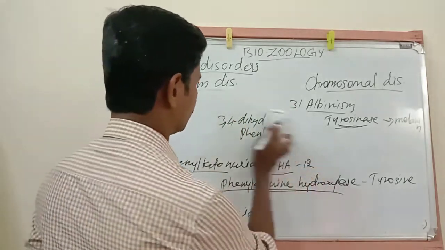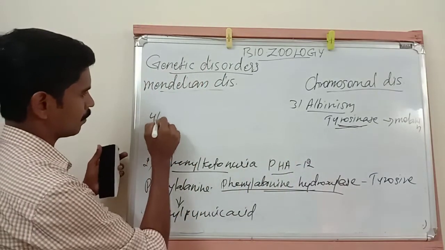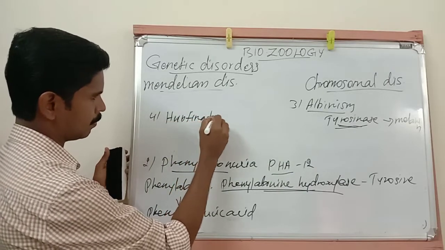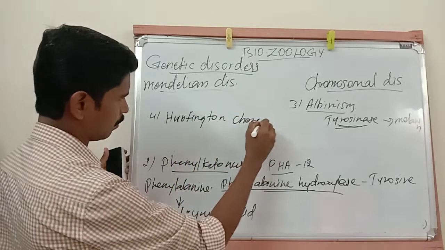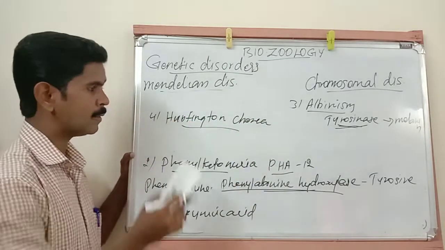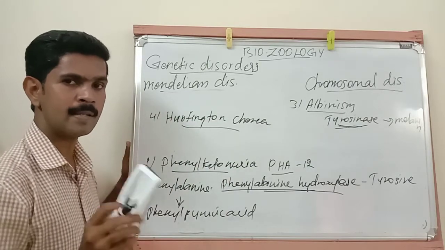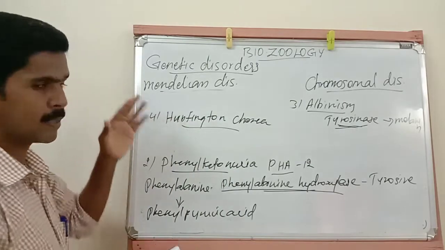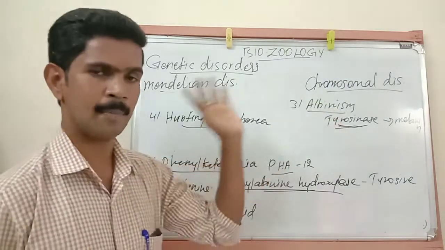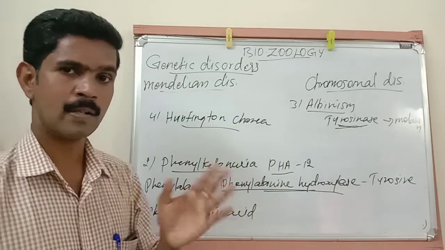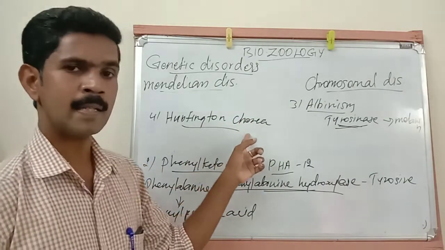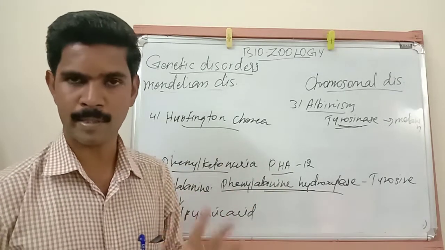Then the fourth one is Huntington chorea. This is an autosomal dominant disorder. Listen very carefully. Now we have completed three disorders. The first one is thalassemia, the second one is phenylketonuria, and the third one is albinism. These three disorders are due to autosomal recessive genes. But Huntington chorea is a disease due to an autosomal dominant gene.